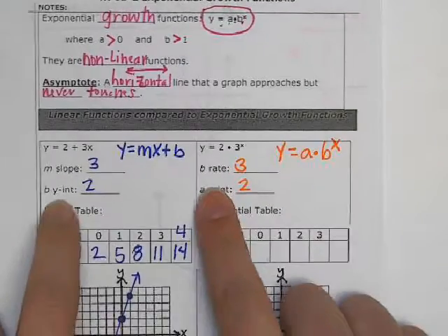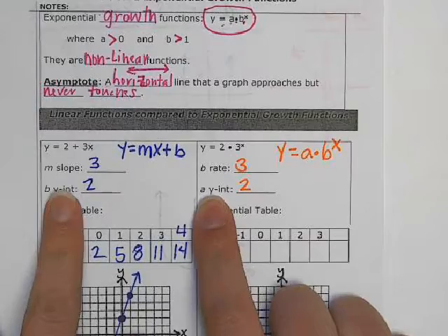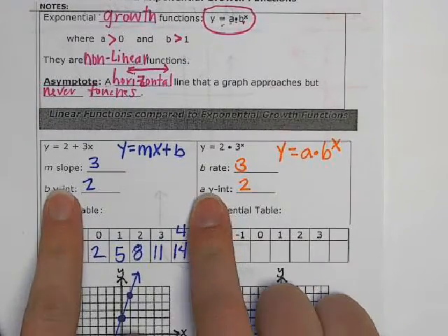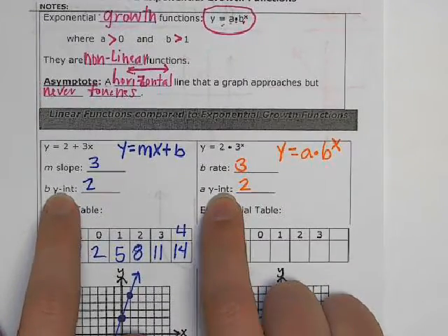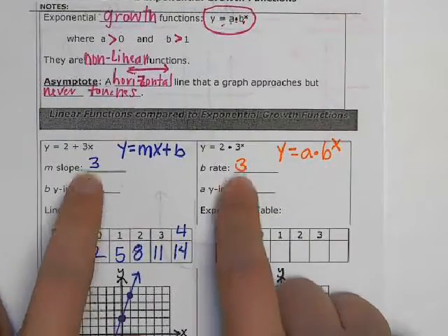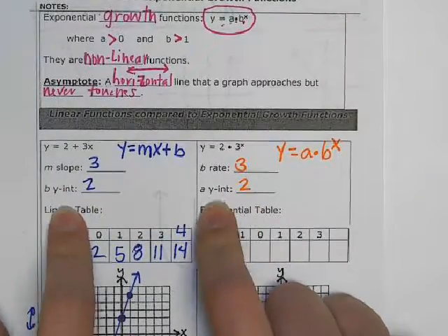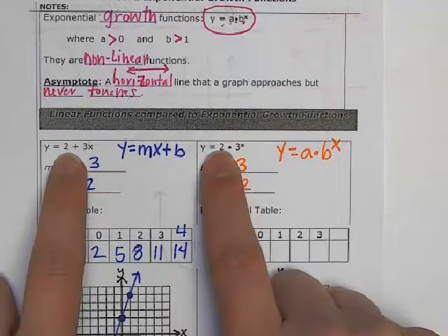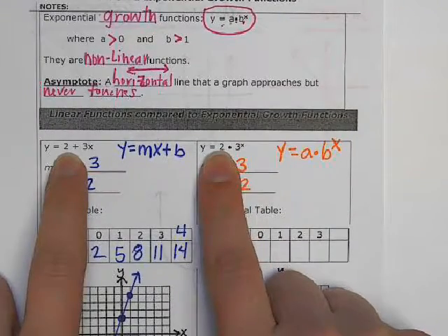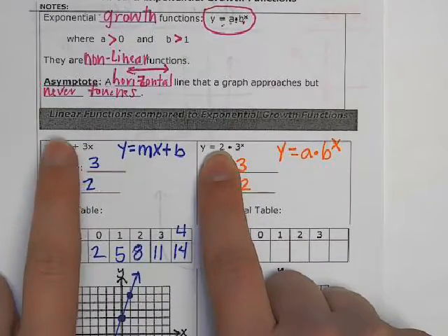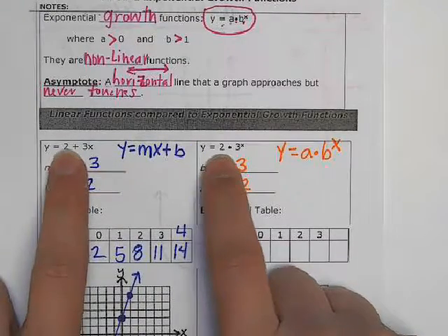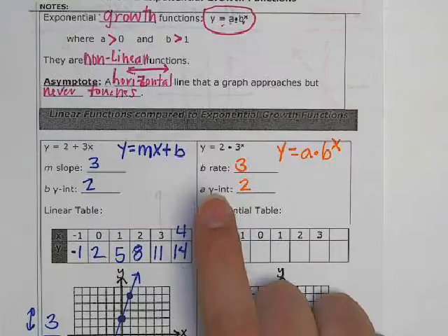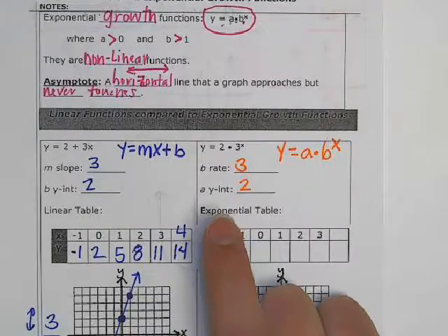Y-intercept. Now, I want you to notice something. For linear and exponential, this is your y-intercept. They both happen to just be the same numbers. Don't worry about that as much as your y-intercept is the number without the x. You'll hear that? Your y-intercept for linear and exponential is that number without the x. It could be any number. It doesn't have to just be 2. It's whatever is without the x.